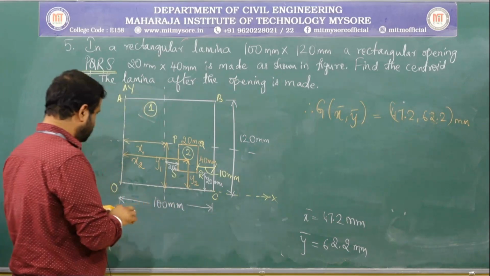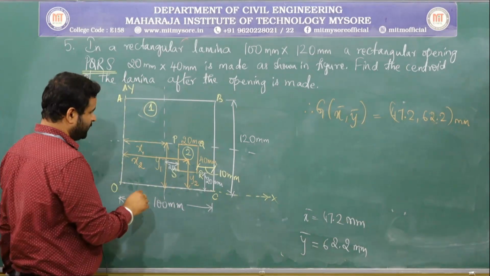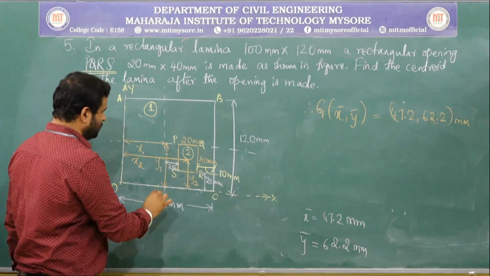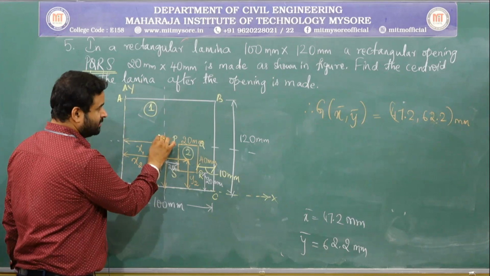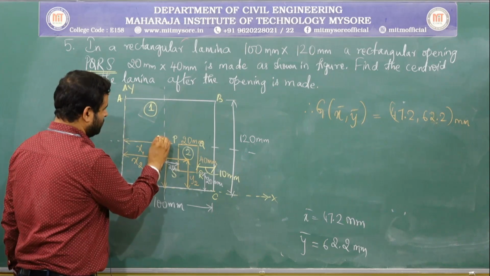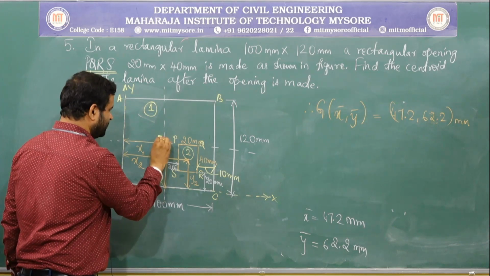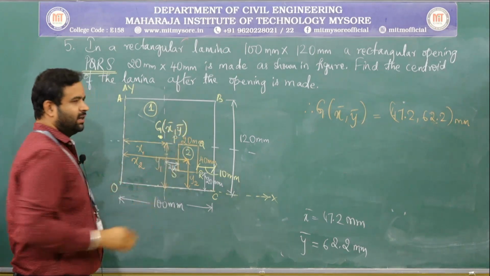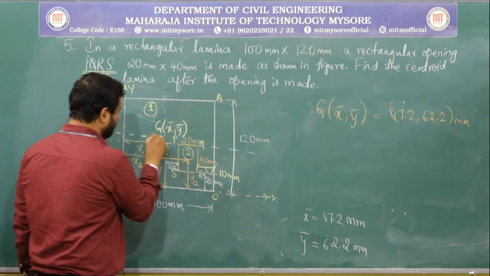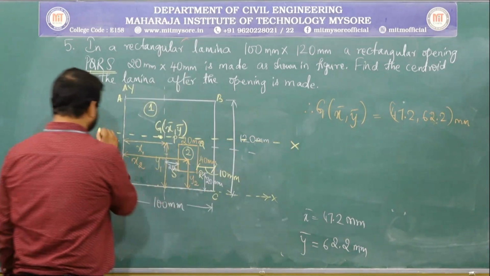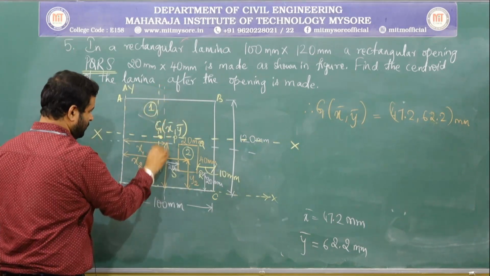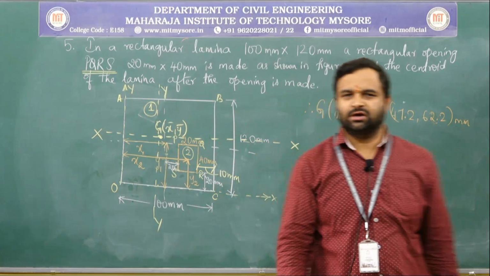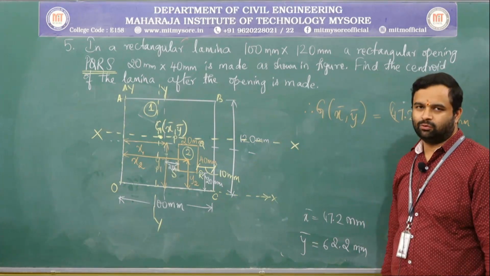That is, x is 47.2, so this is 50, 47 somewhere lies here, and y is 62.2, so this is 60 and somewhere here 62.2. So, this is the point where the centroid is to be located. So, now we can draw the centroidal axis xx and yy.